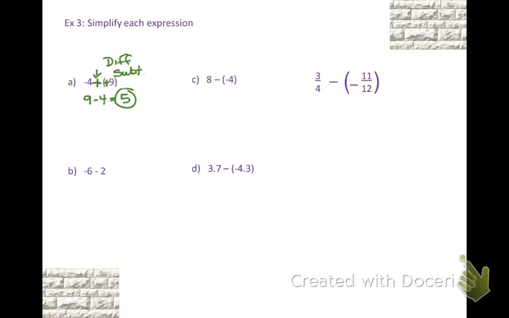B. Again, I'm turning your subtraction sign into a plus sign, and I turn 2 into the opposite, which is negative 2. So now we have the same sign, so I'm going to add the numbers. So it's going to be 6 plus 2, and it's going to equal 8. And both signs are negative, so it's going to be a negative 8.